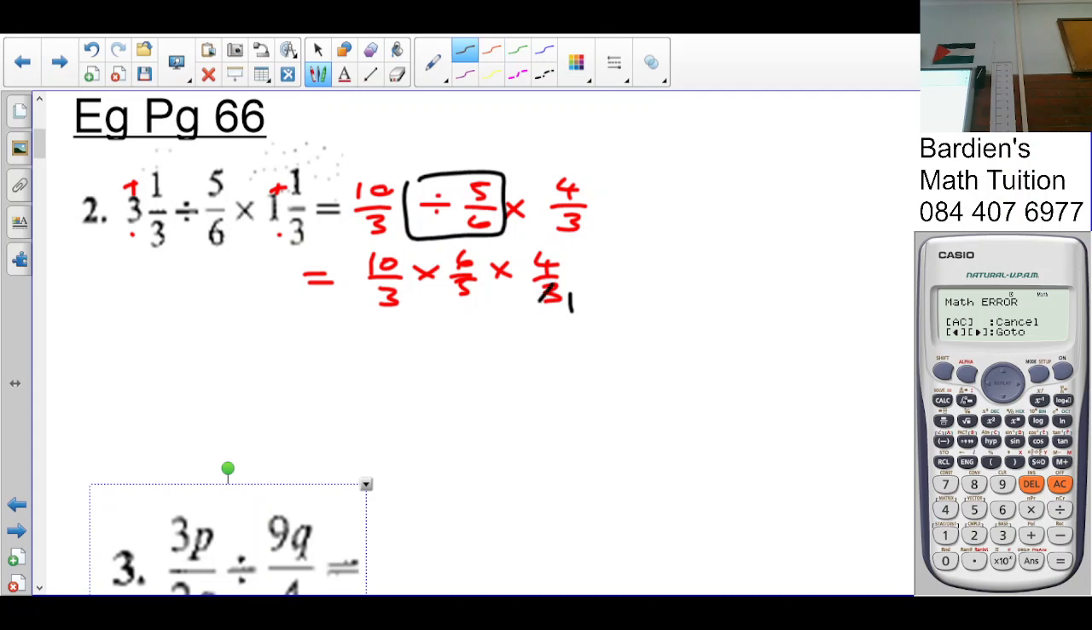So 3 goes into 3 once, 3 into 6 twice. 5 goes into 5 once, 5 into 10 twice. Is there anything else that can cancel there? No. So 2 times 2 is 4, times 4 is 16, and 3 times 1 times 1 is 3. So 16 over 3.